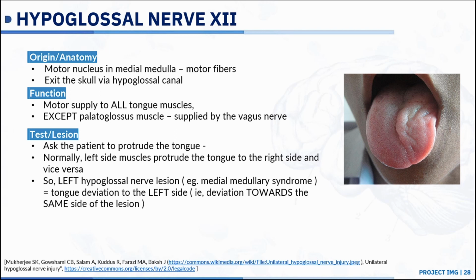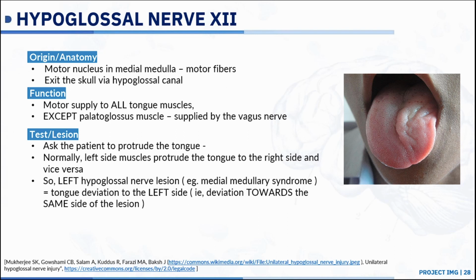Hypoglossal nerve 12. Origin anatomy: motor nucleus in the medial medulla, motor fibers exit the skull via the hypoglossal canal. Function: motor supply to all tongue muscles except palatoglossus, which is supplied by the vagus nerve.